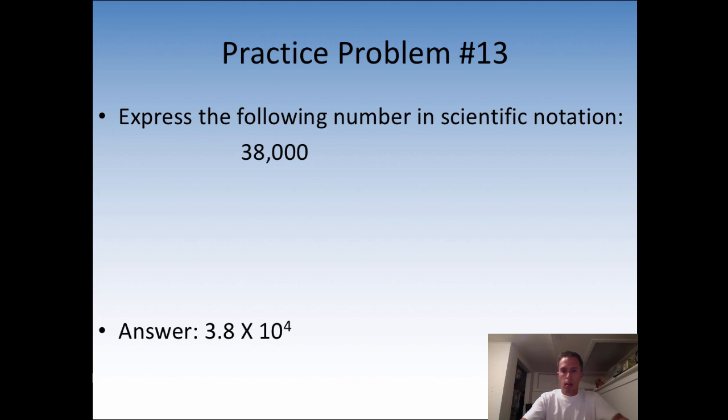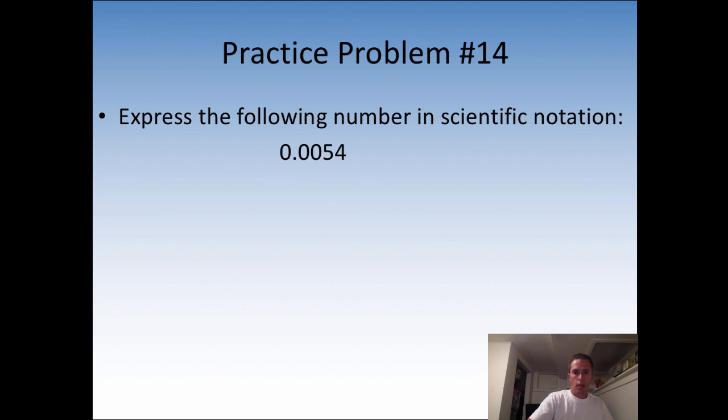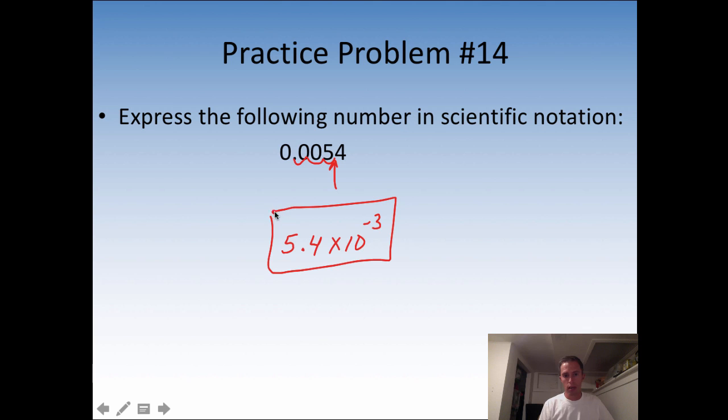Great. Okay, practice problem number 14. Let's write this number in scientific notation. All right, let's go. We want one number to the left of the decimal, so we want that decimal to end up right here. Let's count how many times we need to bump it. 1, 2, 3 times. Now again, we went to the right this time, so our exponent is going to be negative. But our coefficient is going to be 5.4, and our exponent is going to be 1, 2, 3. We bumped it 3 times to the right, so it's a negative 3. Again, if it's a small number less than 1, it's going to have a negative exponent. Okay, and yes, we got it right.